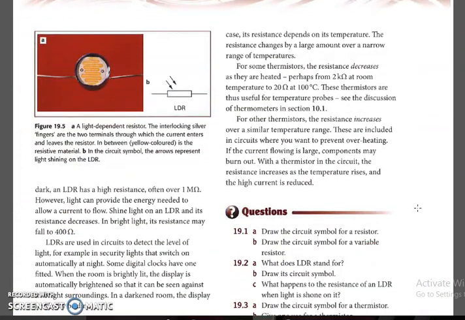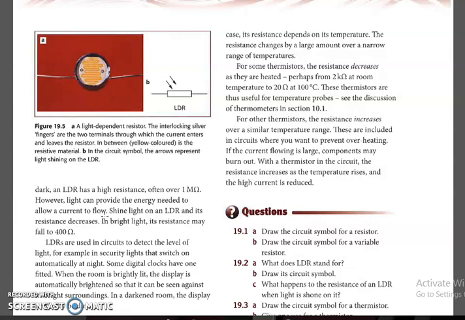So what happens when it is dark? The LDR has a high resistance. When light is dim, it has a high resistance. However, light can provide enough energy to allow a current to flow. There will be a small amount of current even though the resistance is high. When light shines on it, the LDR resistance decreases, so there is a huge flow of current.